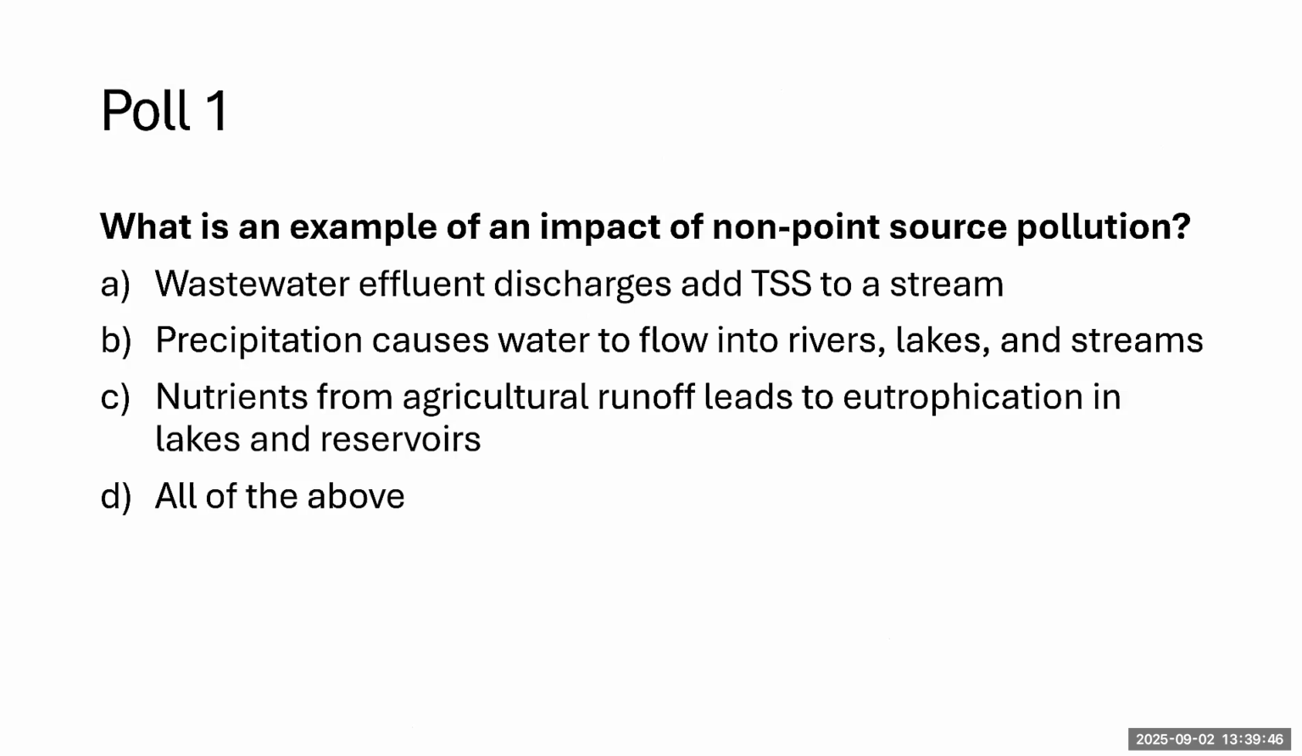All right. I see Lori's brought the poll up for everybody. So the question is, what is an example of an impact of non-point source pollution? Is it A, wastewater effluent discharges add total suspended solids to a stream? Is it B, precipitation causes water to flow into rivers, lakes, and streams? Is it C, nutrients from agricultural runoff leads to eutrophication in lakes and reservoirs? Or is it D, all of the above? I'll give everybody a couple minutes to get your responses in.